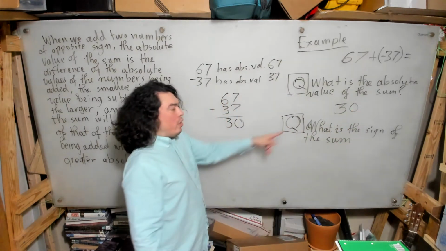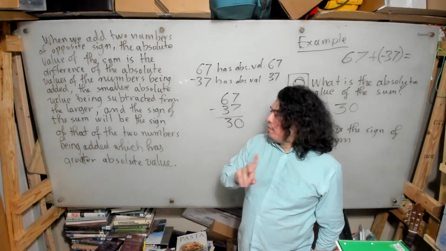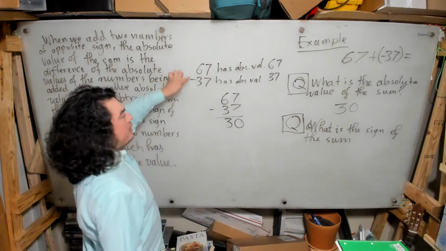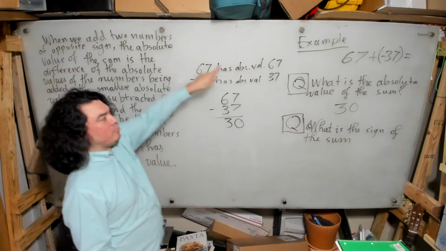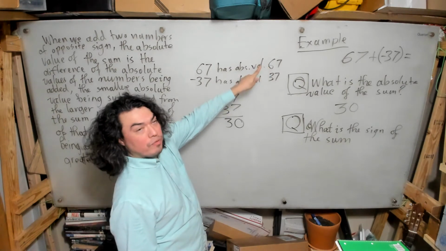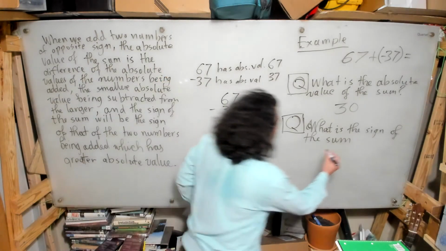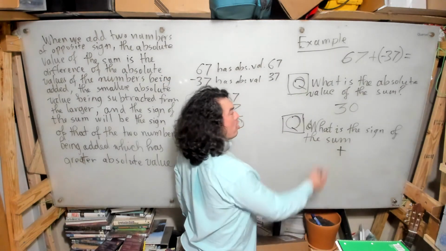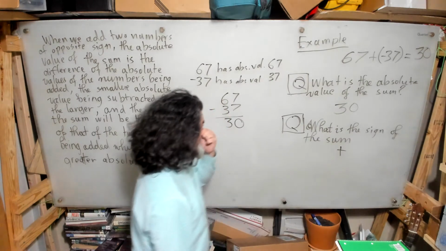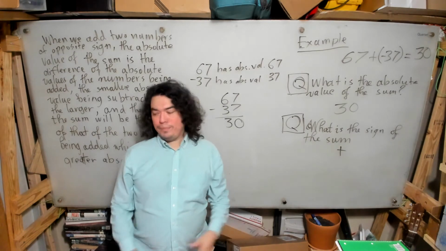What is the sign of the sum? And the sign of the sum will be the sign of that of the two numbers being added which has greater absolute value. If I look at these two numbers, the 67 has absolute value 67. The negative 37 has absolute value 37. Of these two absolute values, it's this one that has the bigger absolute value. And since it is positive, the sign of the sum will be positive. Okay? So our answer will be positive 30, or we can just write it as 30. Okay? So that's our second example. So now we're going to look at another example.